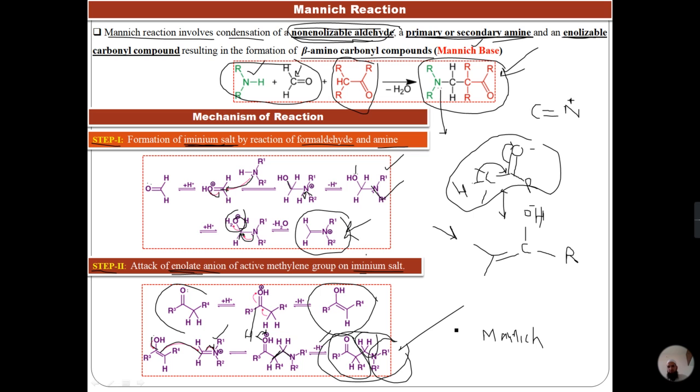It occurs in two steps. Step number 1, formation of the iminium salt by the reaction of formaldehyde and amine. And in the second step, the imine that formed above reacts with the third component, which is our carbonyl compound. That carbonyl compound, since it possesses alpha hydrogen, can also be called an enolate. Okay? So this is how you form the Mannich base.